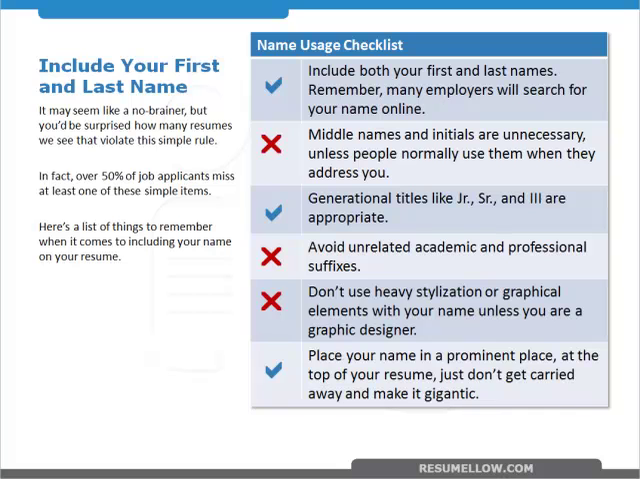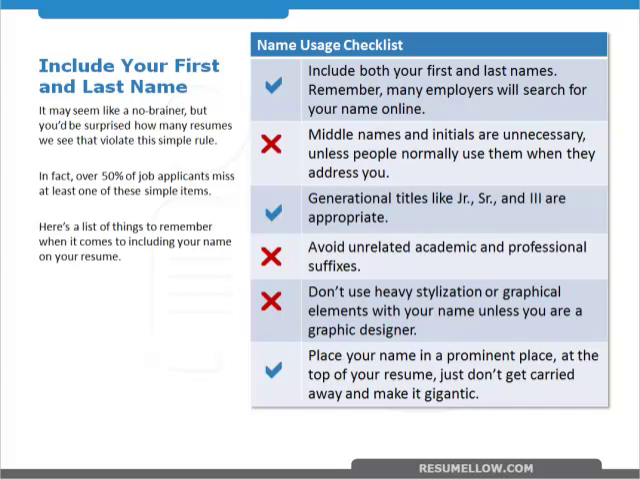One thing you do want to avoid is unrelated academic and professional suffixes. For example, you don't need to include that you've earned a Master's of Business Administration, an MBA, if you're not trying to get a job where an MBA will be helpful. You don't need to put that you are a certified nurse practitioner if you're trying to get a job as a receptionist. Those sorts of things are just unnecessary. Don't include them unless they're actually related to the job you'll be applying for.